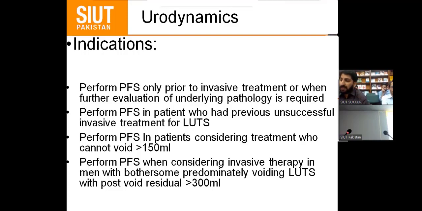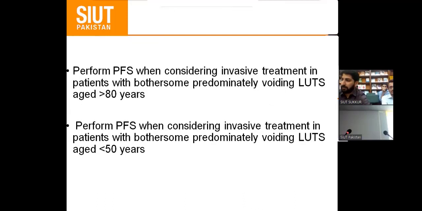Perform pressure flow studies when considering invasive therapy in a man with bothersome predominantly voiding LUTS with post-void residual volume greater than 300 ml. Perform pressure flow studies when considering invasive treatment in patients with bothersome predominantly voiding LUTS aged greater than 80 years, or aged less than 50 years.